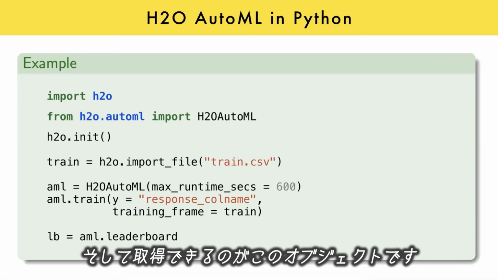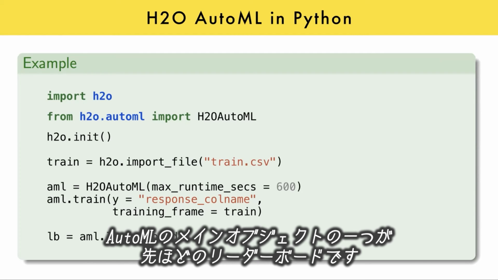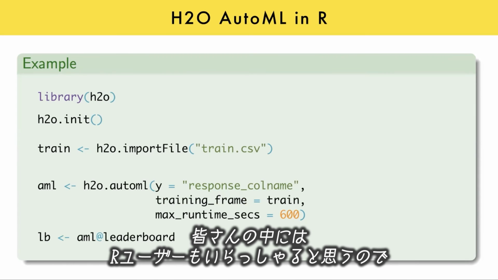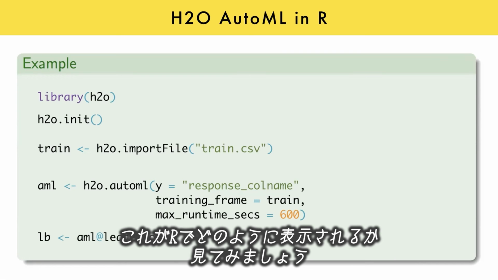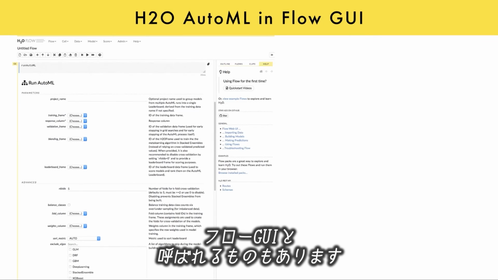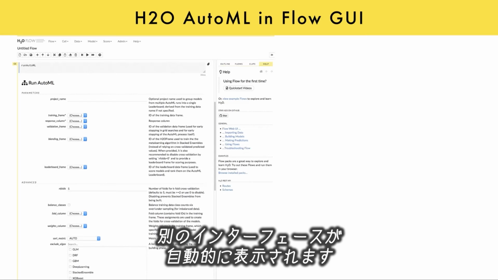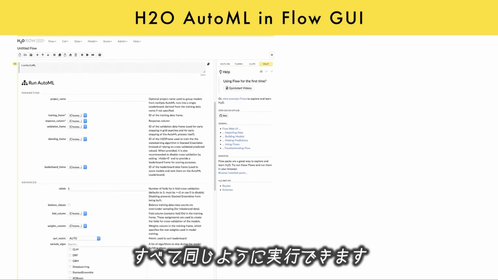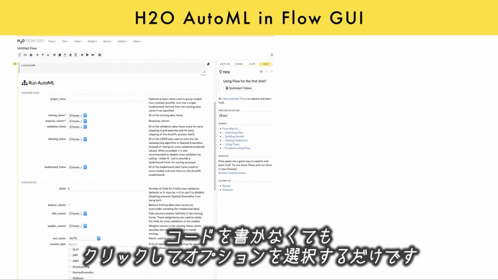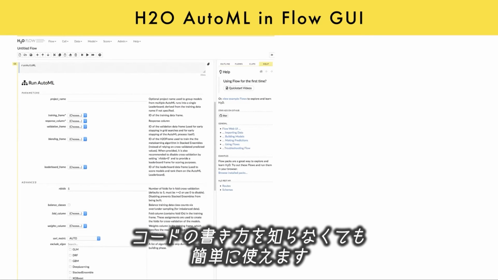One of the main objects inside of the AutoML object is what we call the leaderboard, as I mentioned. And if there are any R users watching this right now, here's a quick look at what it looks like in R. And then we also have what's called the Flow GUI. Every time you start an H2O instance, you automatically get this other interface that is accessible through the browser, and you can do everything the same. Instead of writing code, you're clicking around and selecting options. So it's very simple to use, even if you don't know how to write any code.